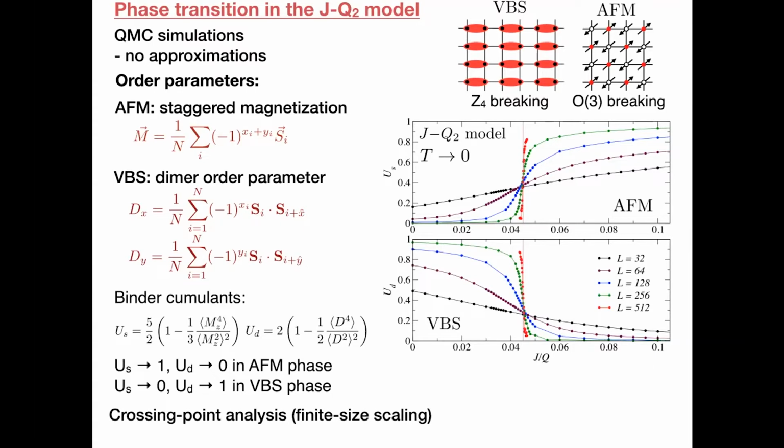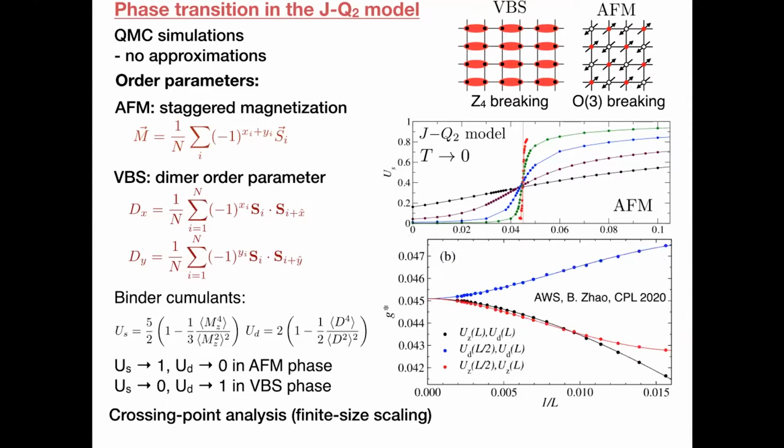So what we then have to do is analyze this kind of data as a function of system size and of course as a function of the parameter J over Q. Question from the audience: the different curves correspond to different lattice sizes, and they intersect at a specific point. Does that point have some special meaning? Yeah, that's a good point.